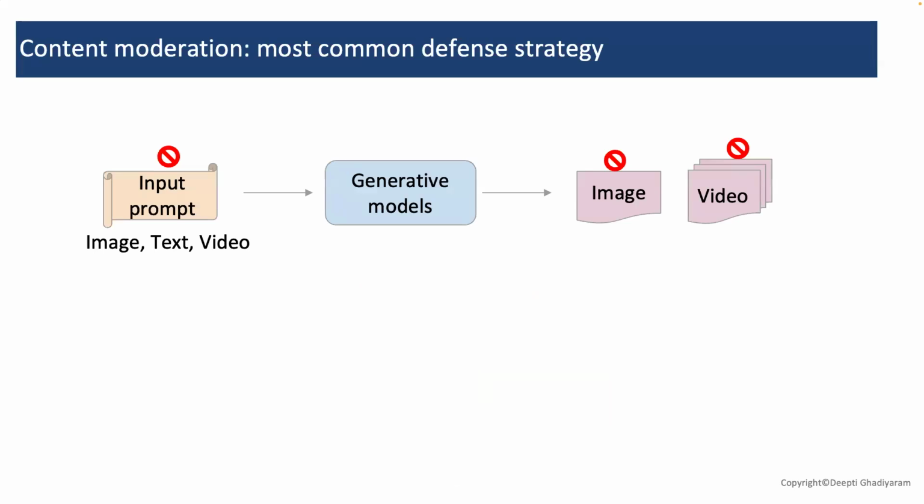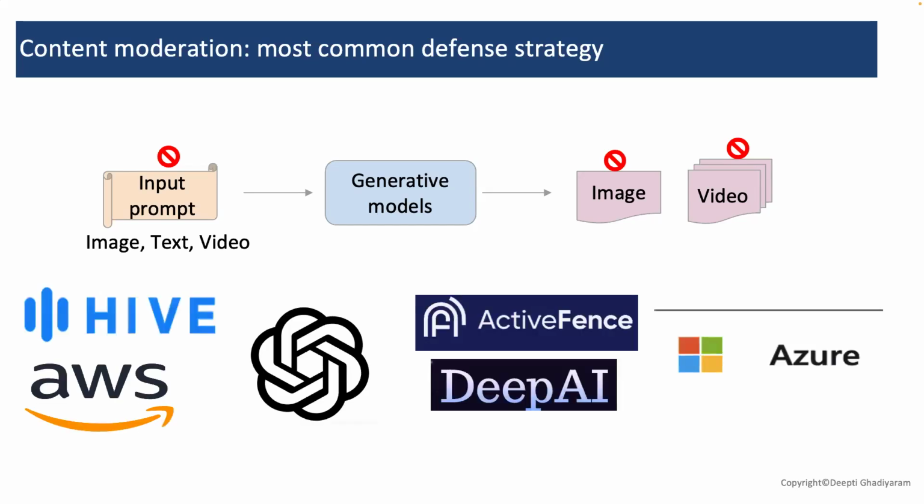In the case of most generative models, this pipeline seems to be the most common defense strategy. Taking a step back, you'd give either an image, text, or a video as an input, and an image or a video is generated as the output. There is moderation applied at every step of the way, and that's the most common defense strategy that most companies adopt at this point. Several popular APIs exist which offer text, image, video, and audio moderation services.